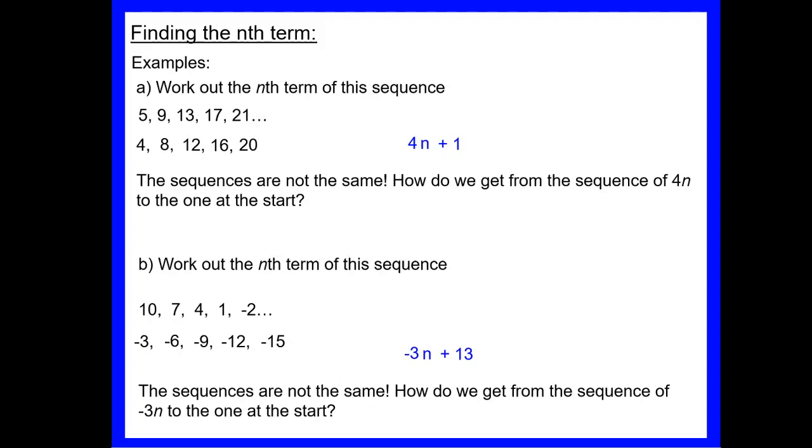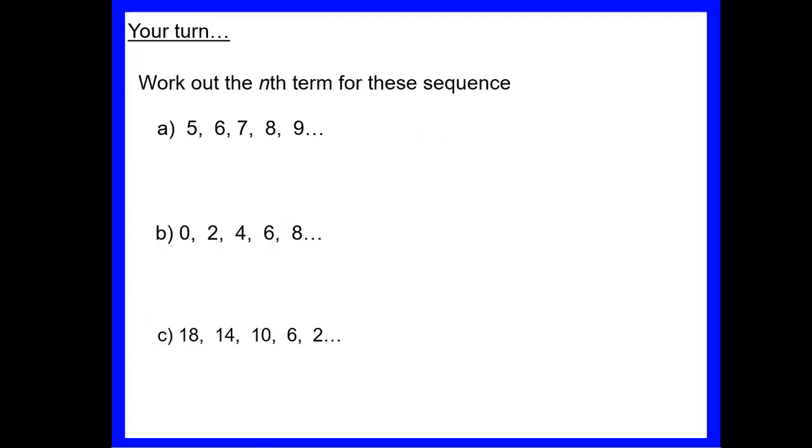Make sure you're happy with those 4 steps before you move on, and we'll go on to do some practice. Okay, so your turn now then. So you've got 3 sequences here that you need to work out the nth term rule for. So pause the video, go through the 4 steps for each one to find that nth term rule. Have a go now.